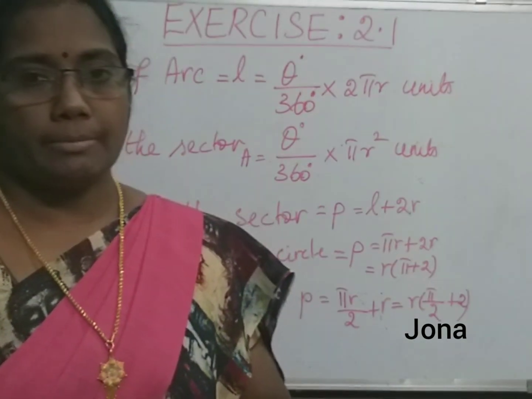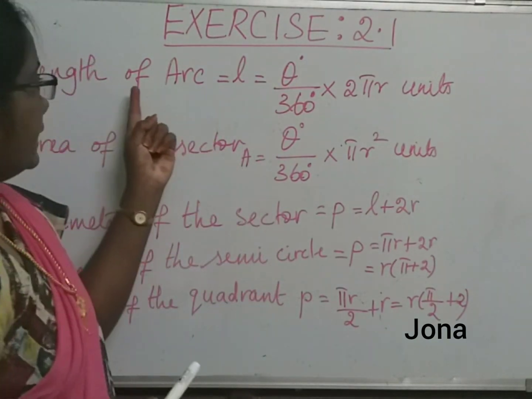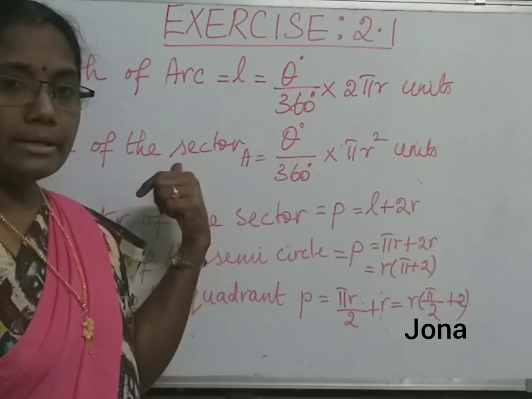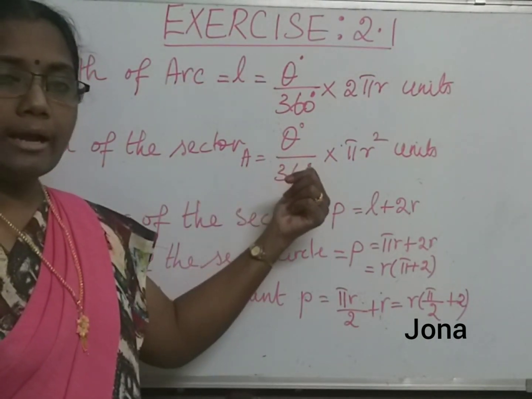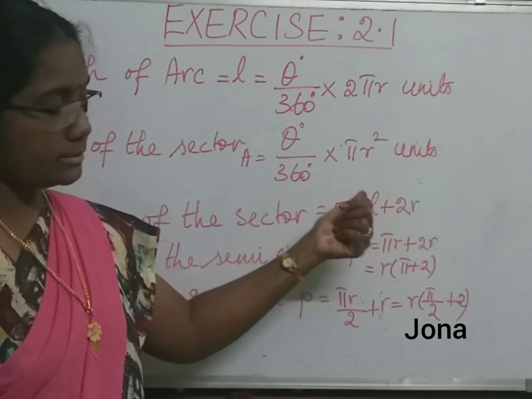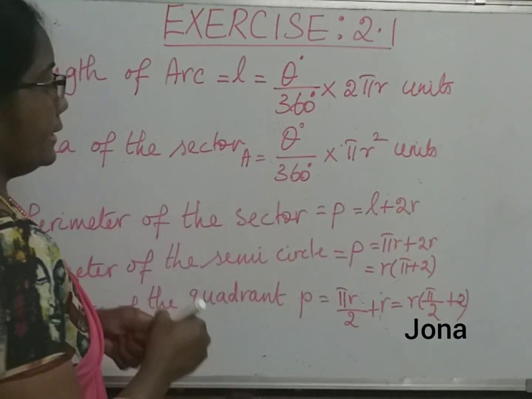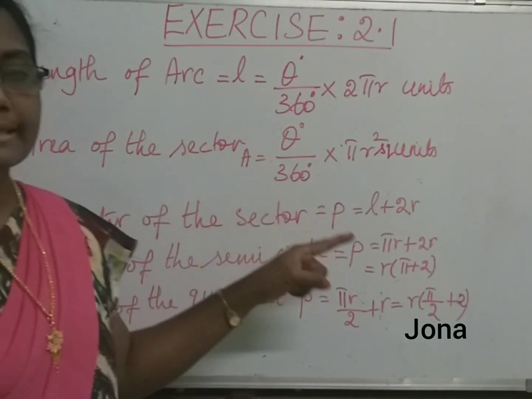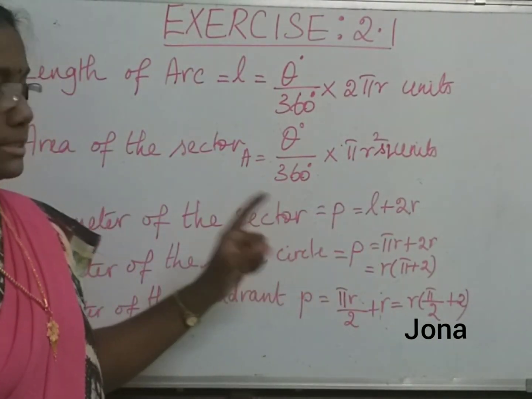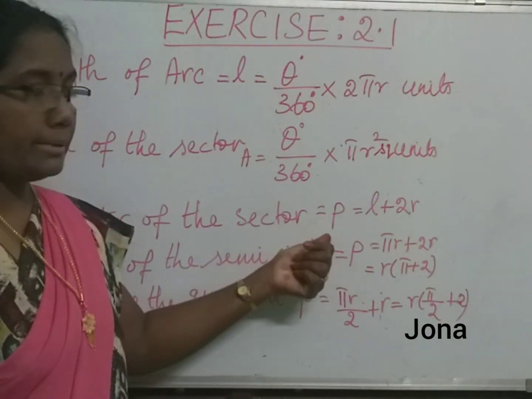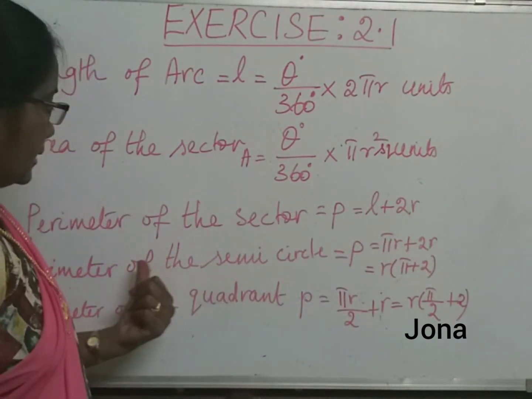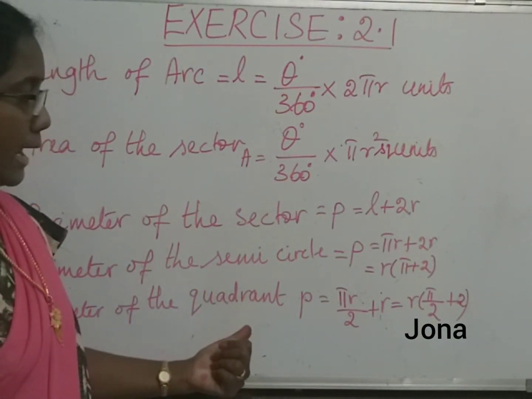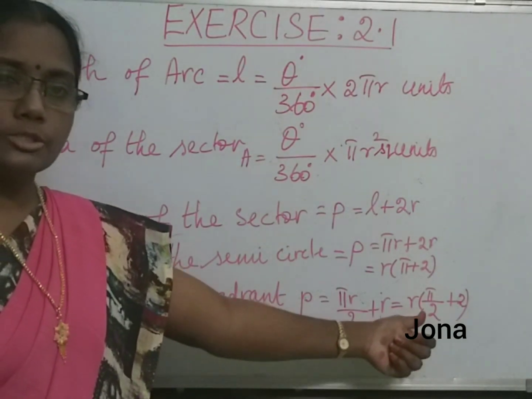Let us remember once again. The length of the arc is theta by 360 into 2 pi r. The area of the sector is theta by 360 into pi r square, and the area you should write in square units. For all the other things, like perimeter, it must be in units. Then the perimeter of the sector P equal to L plus 2R. The perimeter of the semicircle is R into pi plus 2. The perimeter of the quadrant equals R into pi by 2 plus 2. Okay.